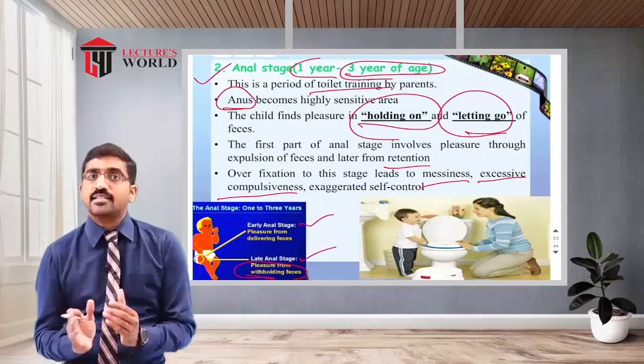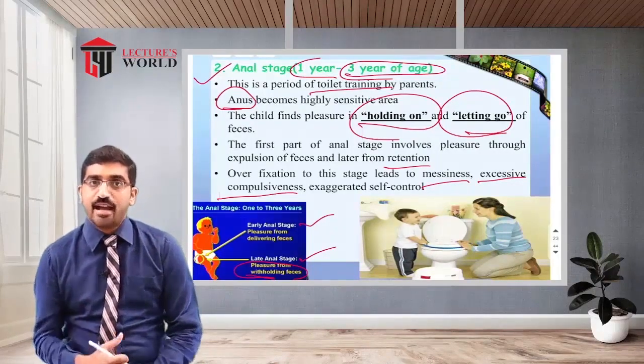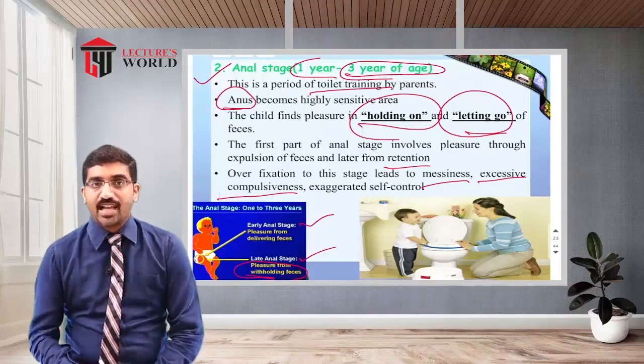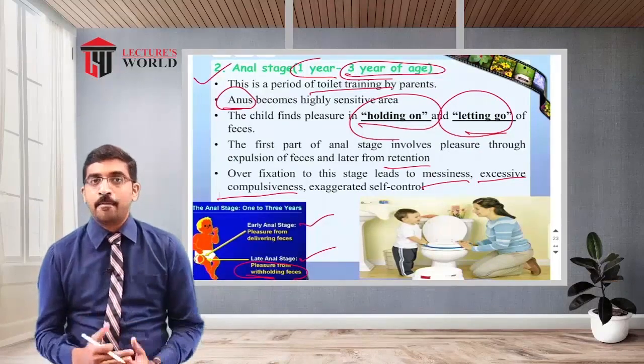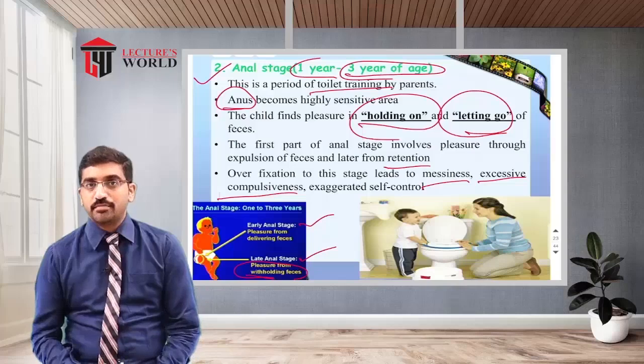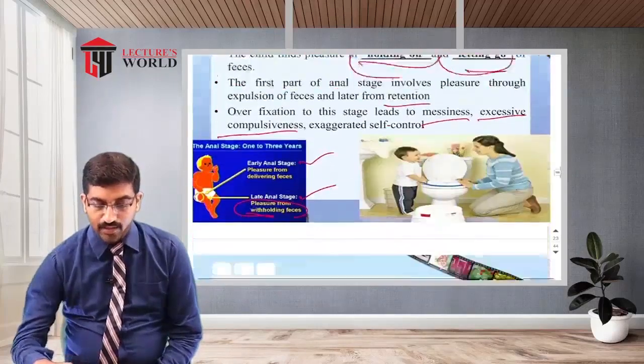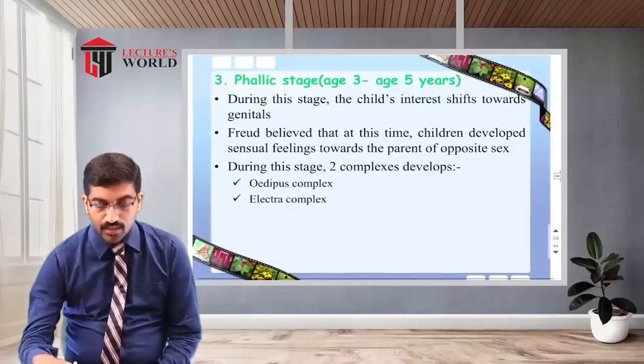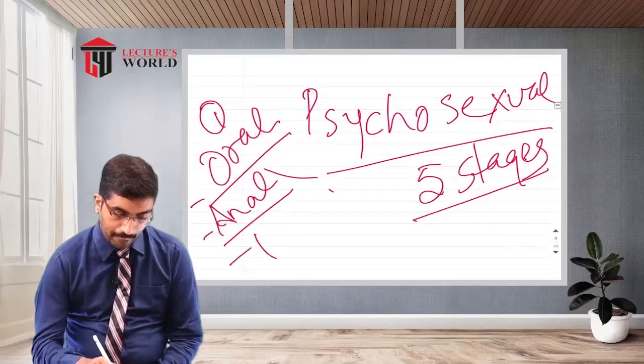So you can ask the patient, if any such habits have been shown, how was your anal stage? If they remember, it is well. But sometimes the patient may not remember, so you can ask their family also. The third one is the phallic stage.